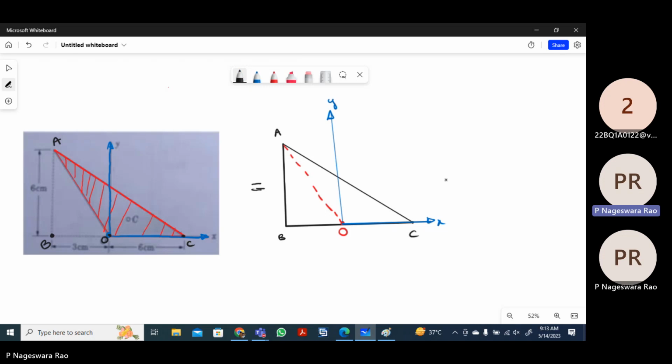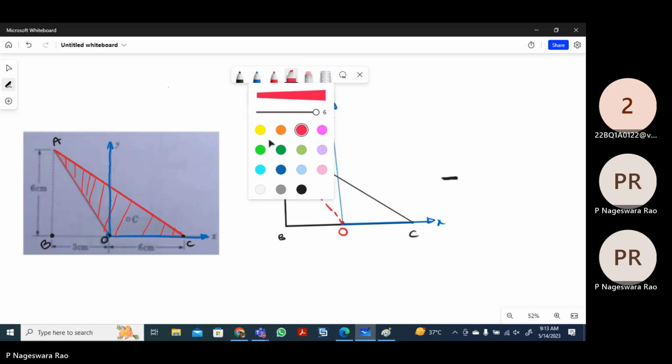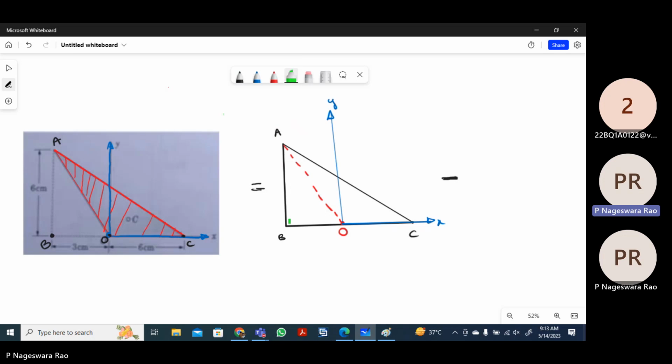because I need the AOC region. I need to take the entire triangle ABC first, and from this area I need to subtract. This is the entire area I need to take here. I am shading this area for convenience. This is the total triangle I am taking initially.